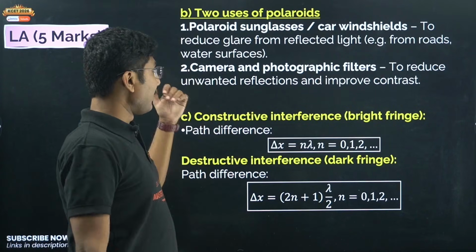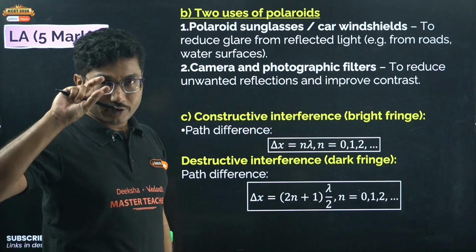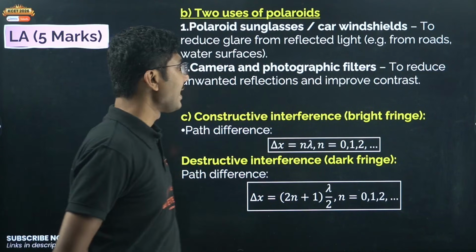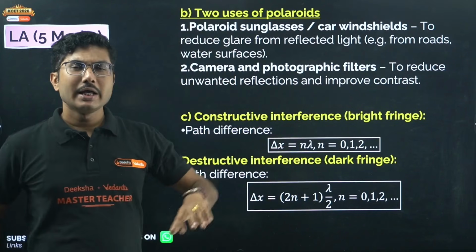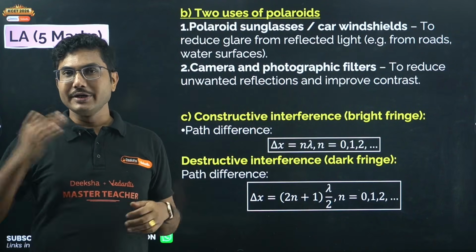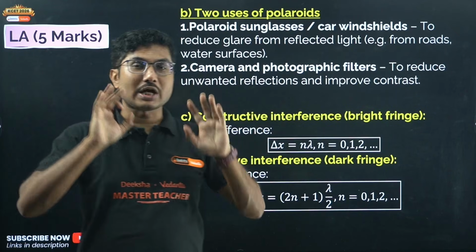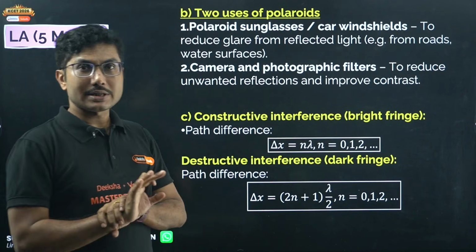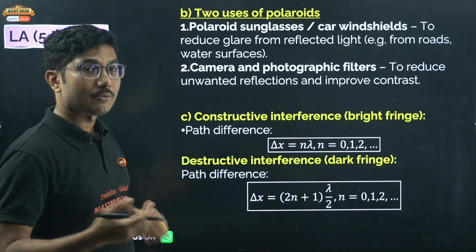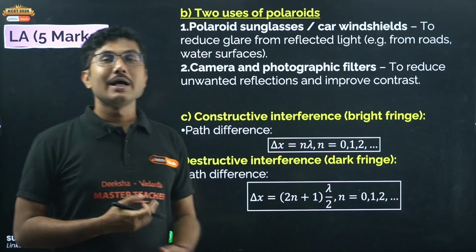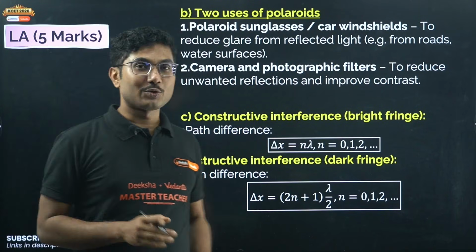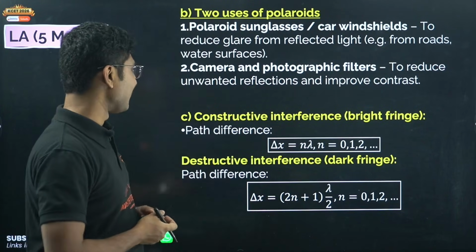Okay, camera and photographic filters. Polaroids are used in camera and photographic filters to reduce unwanted light and improve the contrast. Okay, if something is too bright and you use a Polaroid filter, that reduces the intensity and you get a sharper and better contrast image. If you are someone who is interested in photography, you will know that if you develop an interest in photography later on, you will have to buy a Polaroid filter.